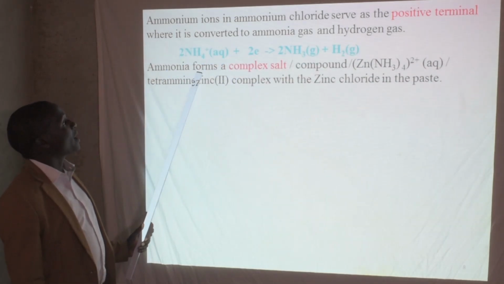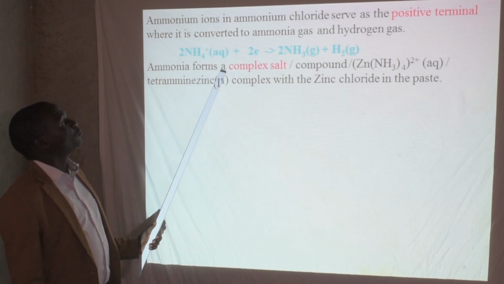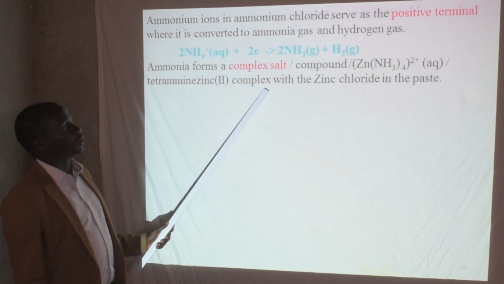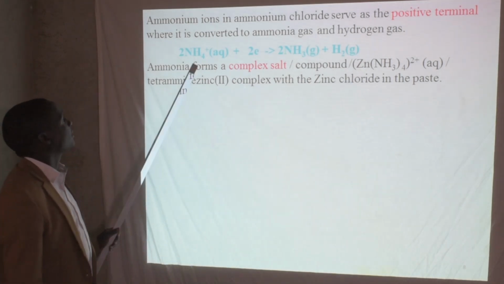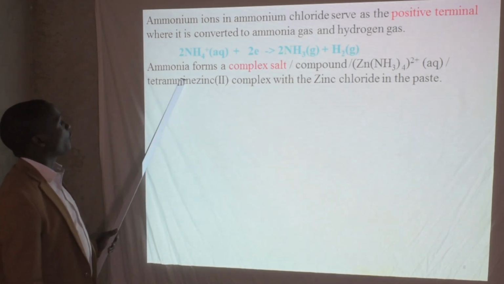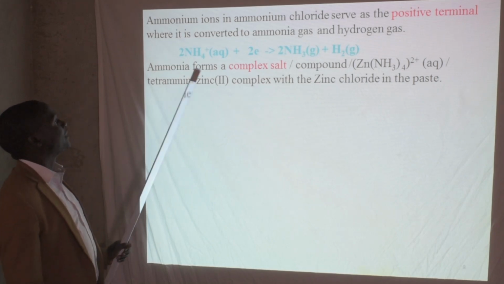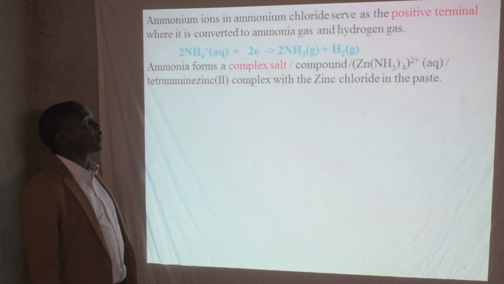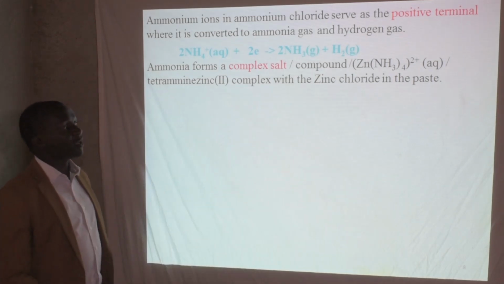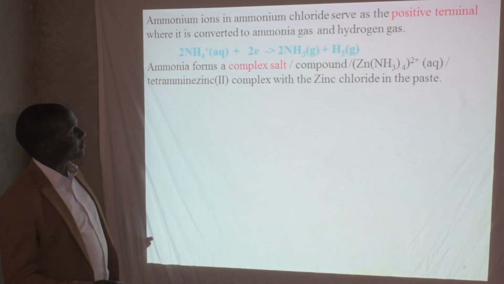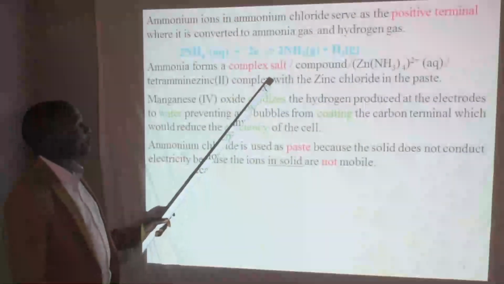Now, ammonia forms a complex salt with zinc ions, forming a complex called the tetraamminezinc(II) ion complex, with zinc chloride. The zinc chloride here is forming the complex in the paste. Why do we form the complex there? To reduce the accumulation of ammonia gas.